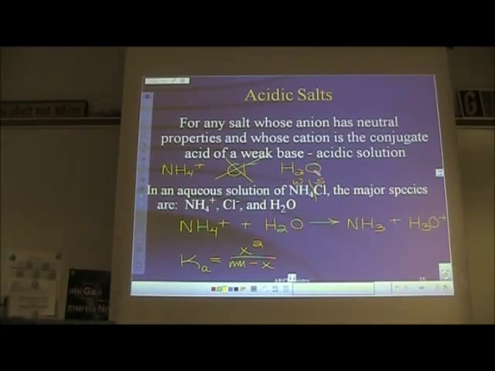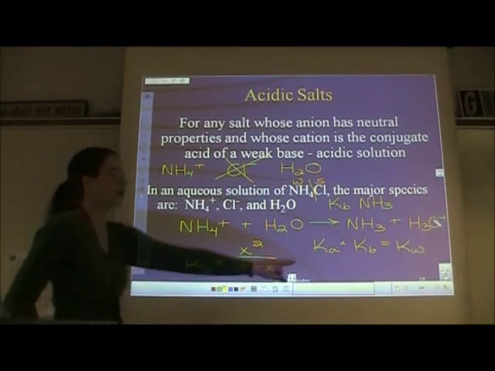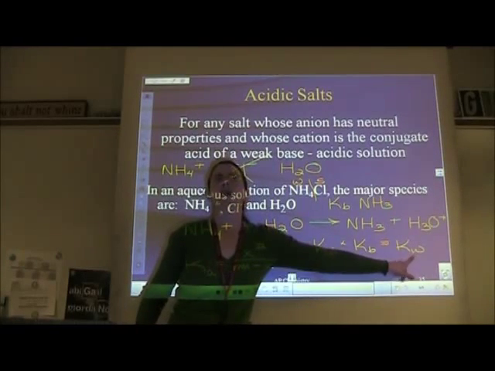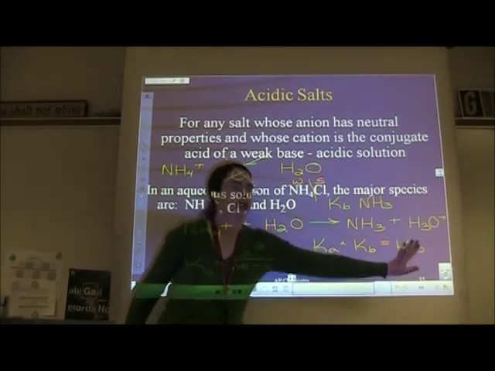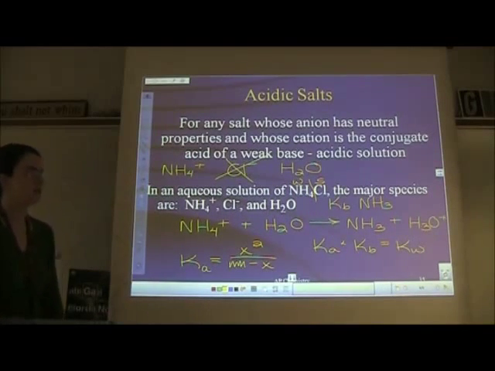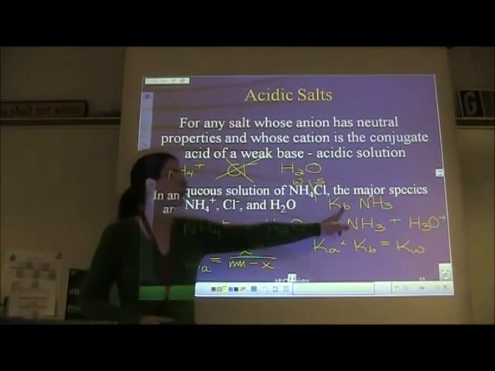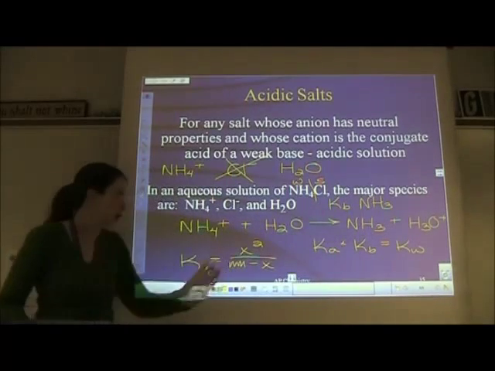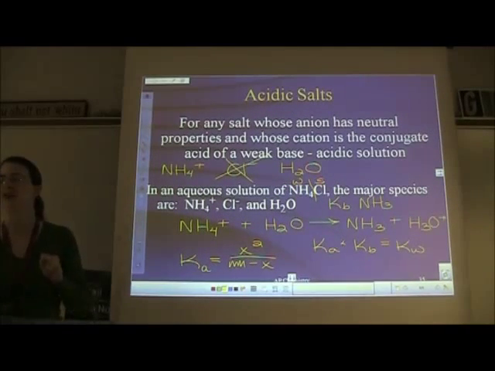So, in order to solve this problem, I would need a Ka value, which might be given to you, but it might not. What if you were given the Kb value for ammonia? Remember this equation, which you don't have to memorize, it's on your equation sheet. And what is Kw again? 1 times 10 to the negative 14th. If you're given the Kb for a base, you can always solve for the Ka of its conjugate acid.